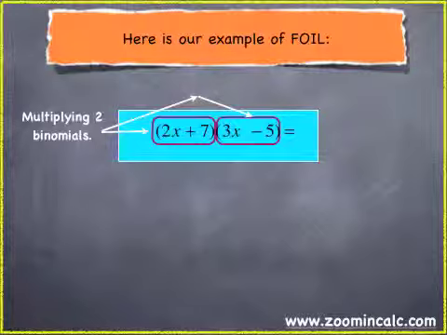So basically we use FOIL when we're multiplying two binomials. As you can see in our example, we have 2x plus 7. There are two terms there, so therefore we call that a binomial. And then there's 3x minus 5. And we're trying to multiply these two together. So a good way to do this is to use the FOIL method.